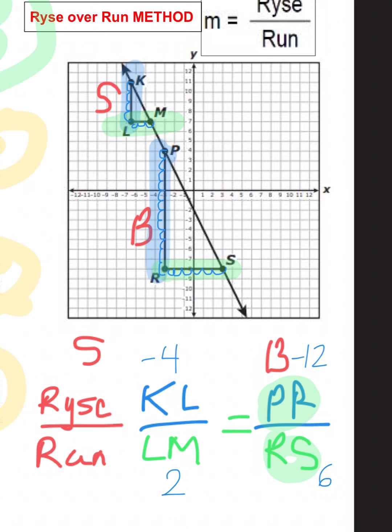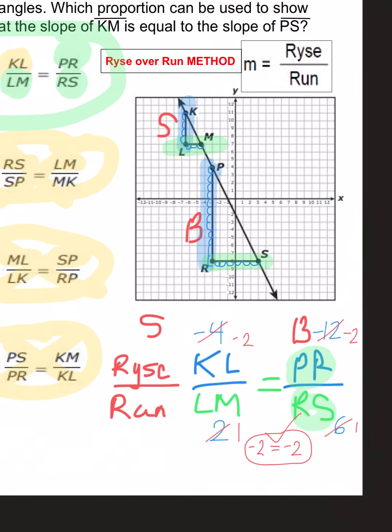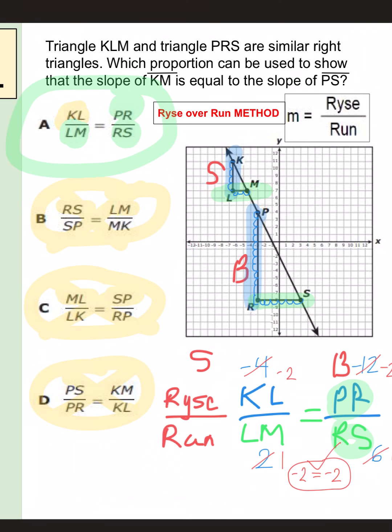And if you were to actually simplify each of these fractions, we would end up with, let's see, this simplifies to equal -2, this simplifies to equal 1, over here this equals -2 over 1, so both of them, -2 equals -2. The slopes are the same. Okay, so that's how you can find the slope of similar triangles, the setup for the slope of similar triangles using the rise over run method.